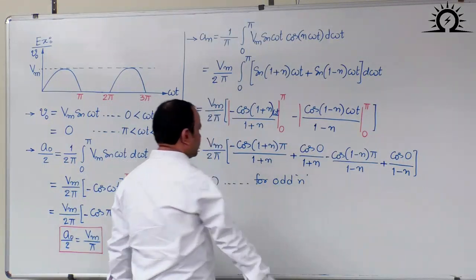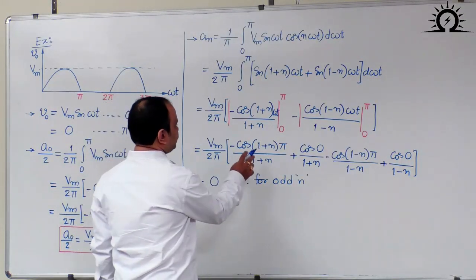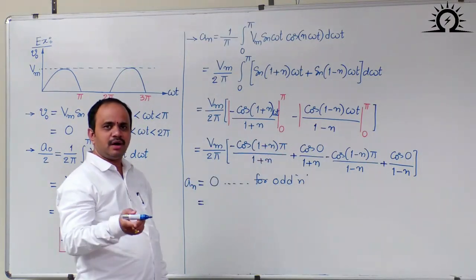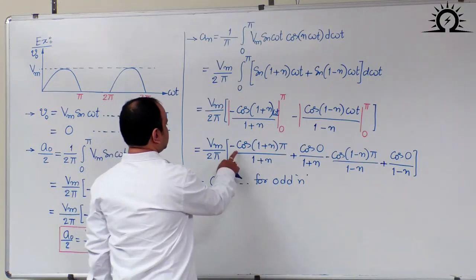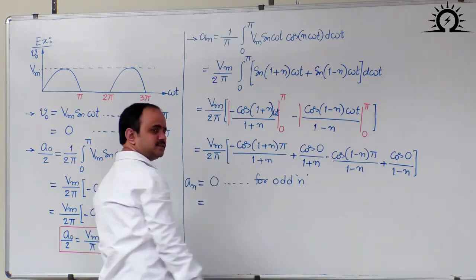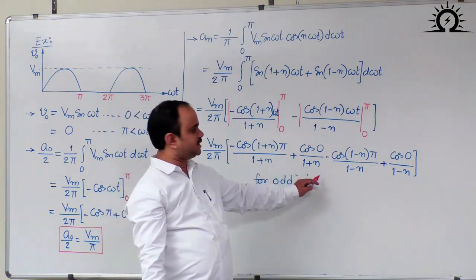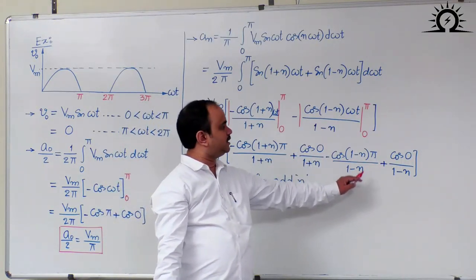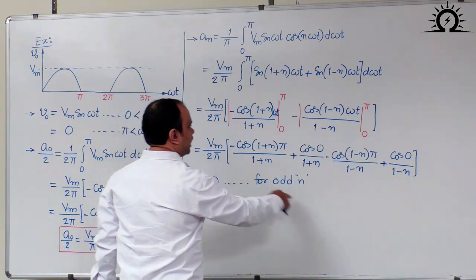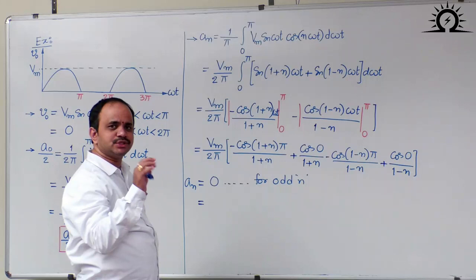Now let us check for even value of n. Suppose n is an even number, then 1 plus n and 1 minus n will be odd numbers. Therefore, the first term cos of odd pi is minus 1, and minus of minus gives plus 1. So plus 1 by 1 plus n, plus 1 by 1 minus n. If you simplify that, the value inside the bracket is 4 upon 1 minus n square.